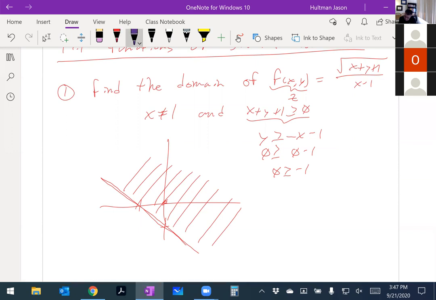Okay, except this line here at 1. When x is 1, we cannot have this region here. We can have everything else except for that region there. That dashed line cannot be included in my graph. But everything in this region other than this purple line is a part of the solution set for the domain. So that's what this domain is.